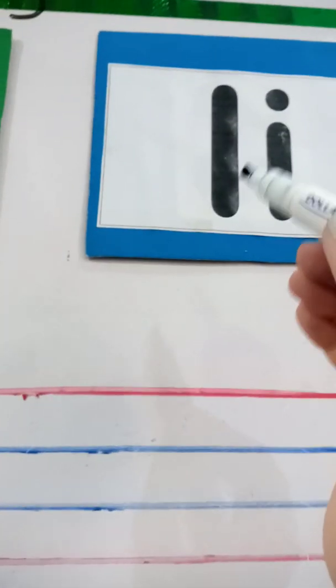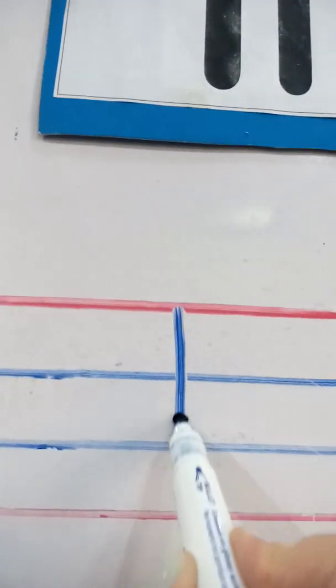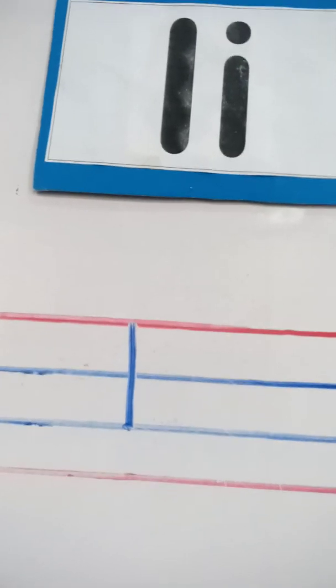Now let's do the capital I. Capital I. How are you going to do the capital I? Start from the first line, do a straight line down. This is the capital I.